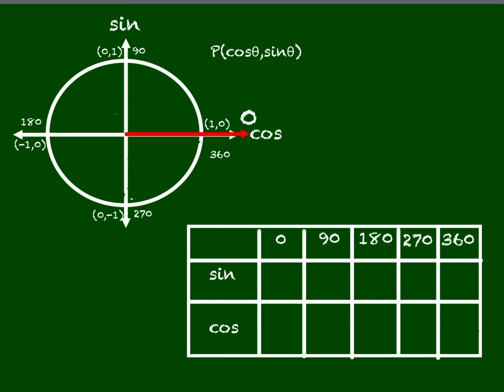Now, last part, sine 0. What is sine 0? Sine is the y component. Here it is 0, so the value is 0. What is cosine 0? Cosine is the x component. This point's coordinate is 1. Sine 90: what is the y value? The y value is 1.